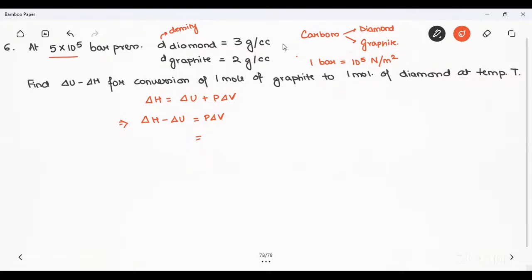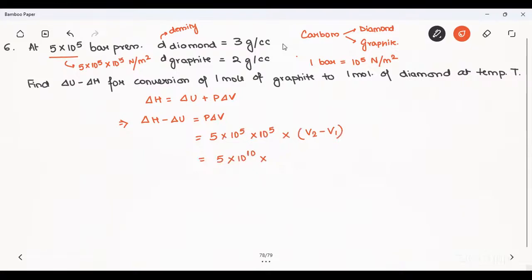P means pressure. What is the pressure given? 5. Now, we will convert this into Newton per meter square. That is 5 into 10 to the power 5 into 10 to the power 5 Newton per meter square, right? 1 bar is this much, so obviously this many bar will be this much. Now, what is delta V? Delta V means V2 minus V1. Right or wrong? Okay, right.